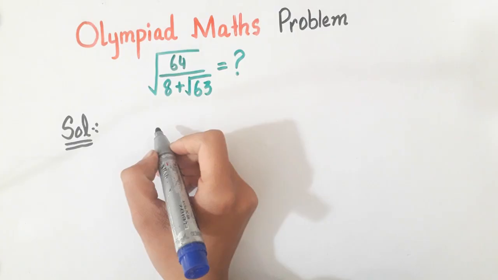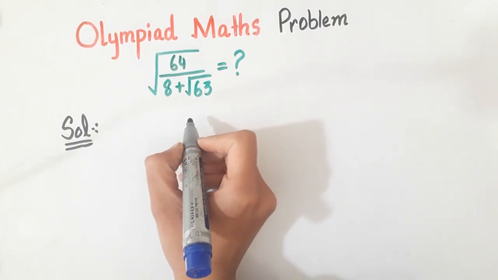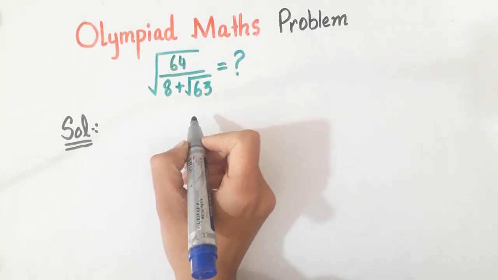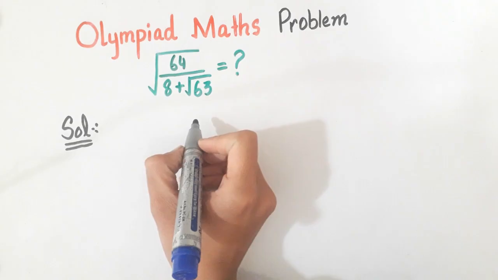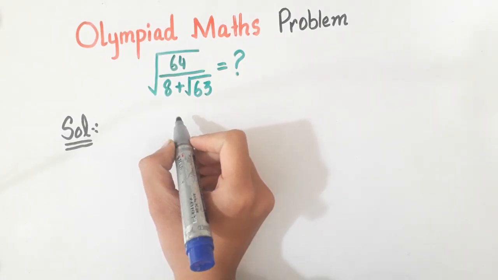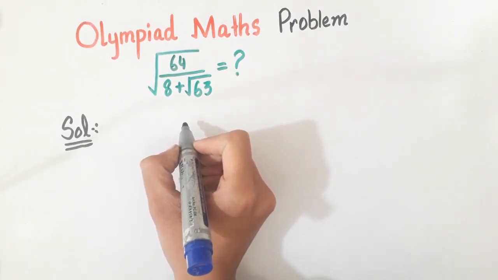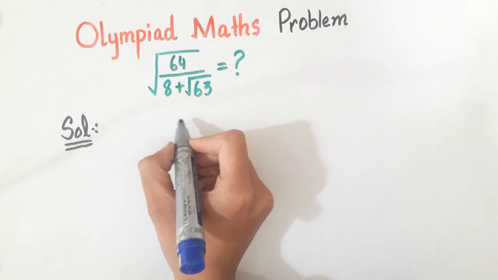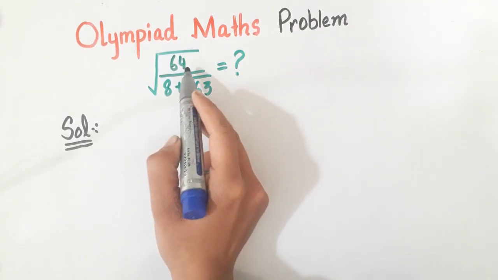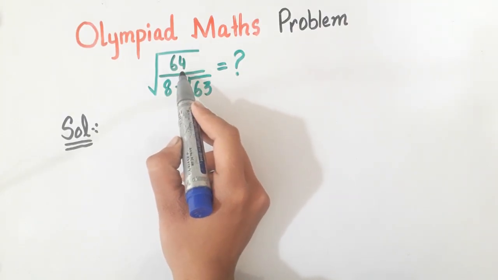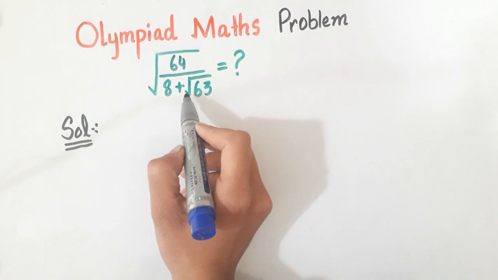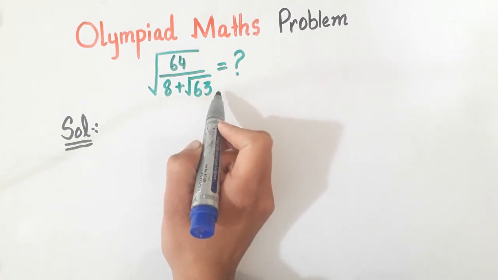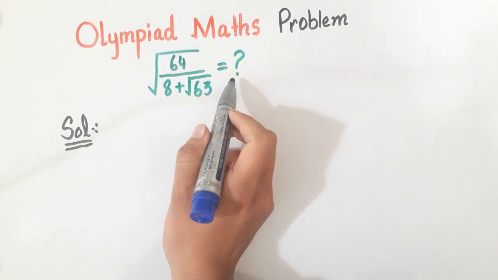Get ready for a mind-blowing number puzzle. This Olympiad problem will test your logic, patience and creativity. But trust me, once you see the solution, you will feel unstoppable. The problem is square root of 64 divided by 8 plus square root 63. You have to find the value of this.